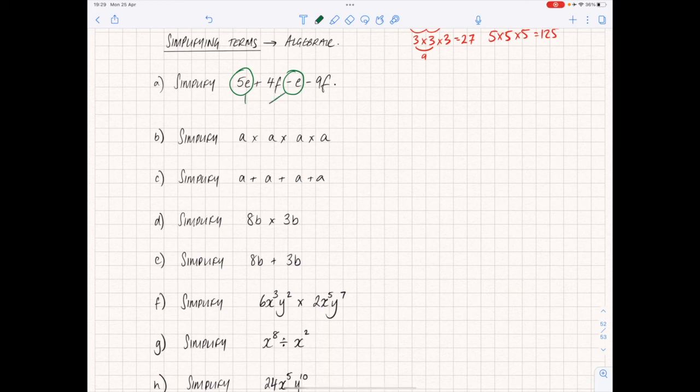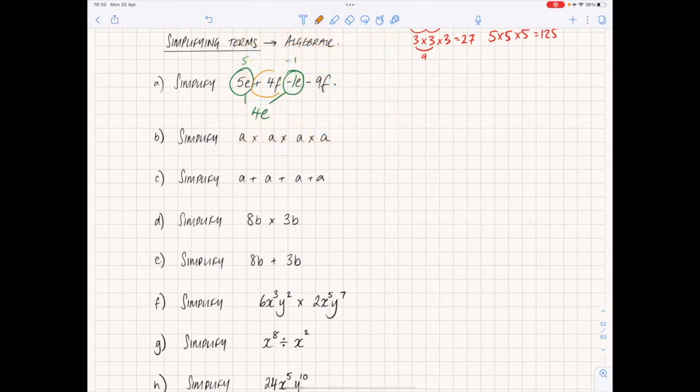So 5e minus e is you saying 5 minus 1 basically, because that's effectively a 1e. That becomes 4e. It doesn't just become 5. It's not as if you're just getting rid of that e like that. Okay, what you're doing is saying 5 elephants, take away 1 elephant, I've got 4 elephants.